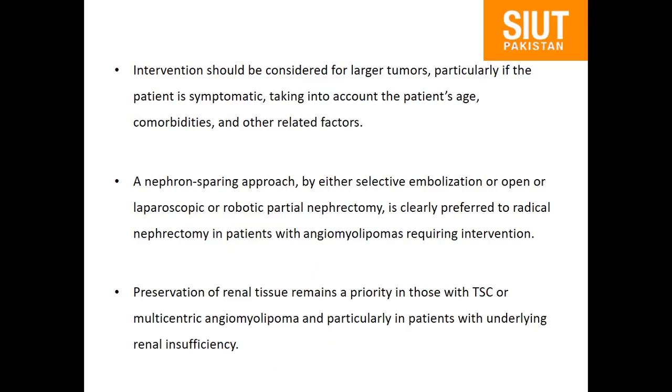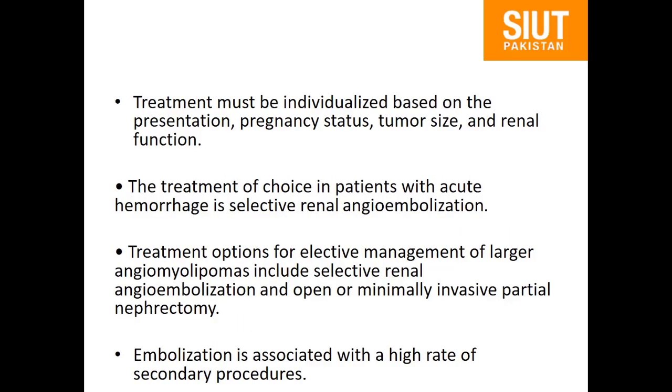So intervention should be considered for larger tumors, particularly if the patient is symptomatic, taking into account the patient's age, comorbidities, and other related factors. A nephron-sparing approach by either selective embolization or open, laparoscopic or robotic partial nephrectomy is clearly preferred to radical nephrectomy. Especially if you are dealing with a patient who already has renal insufficiency, then we must consider nephron-sparing approaches. Treatment must be individualized, as I mentioned previously.